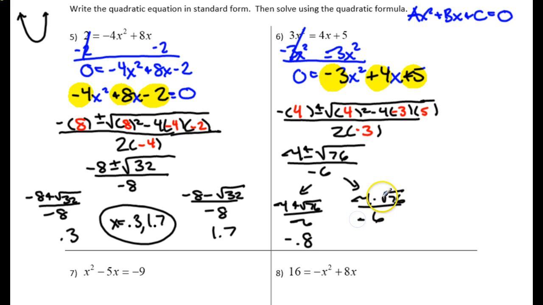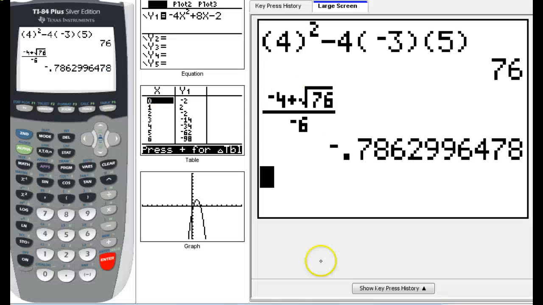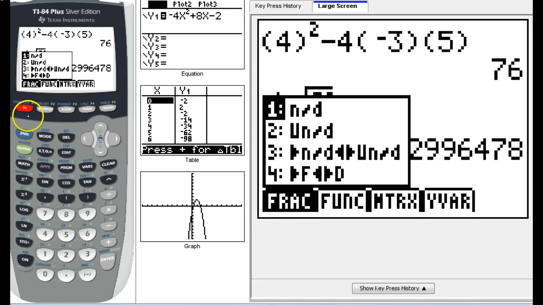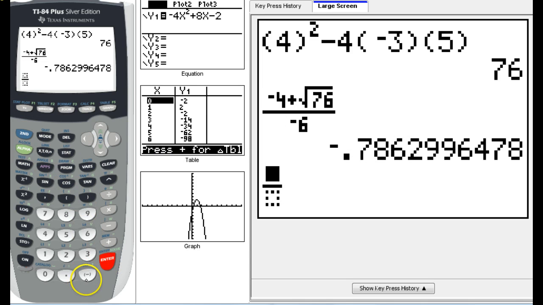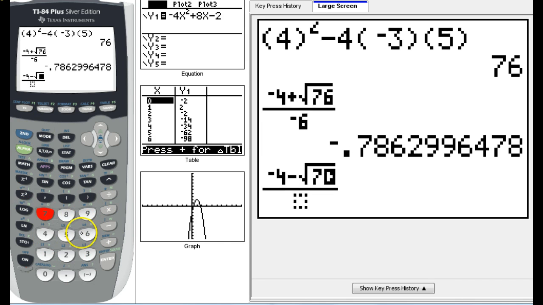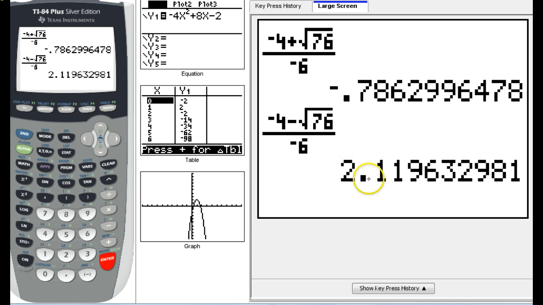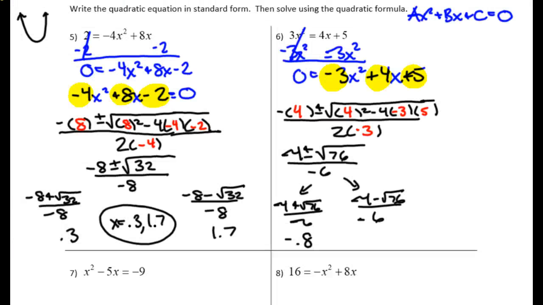And let's go type in the one with the minus sign now. Alright, get our fraction. Still negative 4, but now it's minus square root of 76. Put that all over negative 6, and we get positive 2.11. This one means don't round this up, so it's just 2.1. Alright, so finally our x equals negative 0.8 and 2.1.